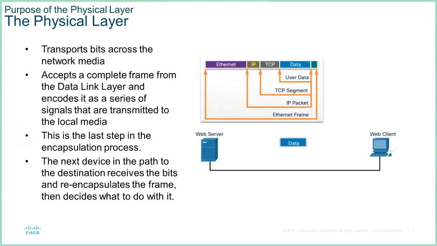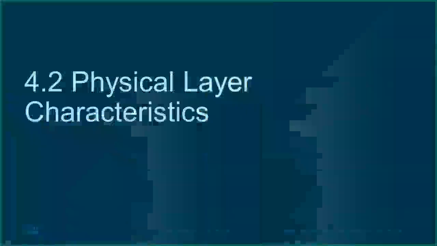So what is the purpose of the physical layer? It is responsible for transporting the bits from point A to point B. Okay, so we encapsulate the frame and put it onto the wire in ones and zeros. Now, how we represent those ones and zeros is dependent on the type of media that we're using.